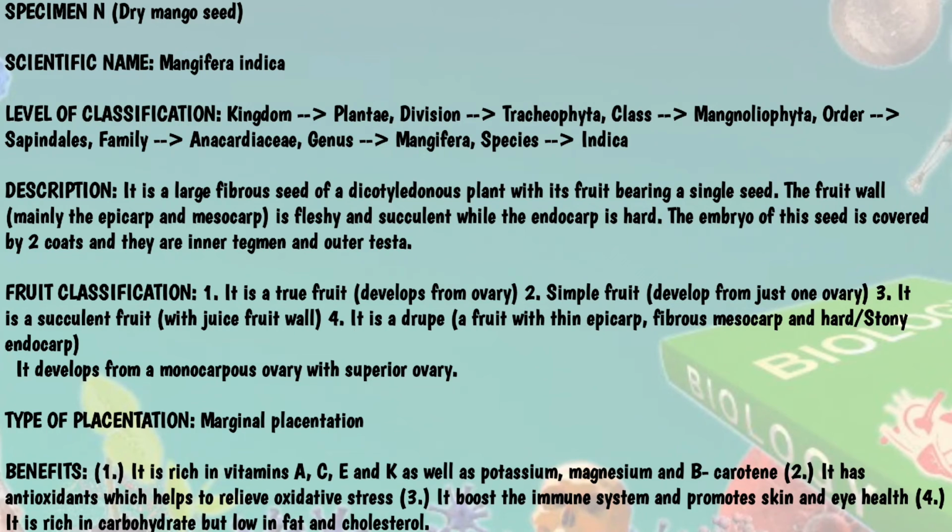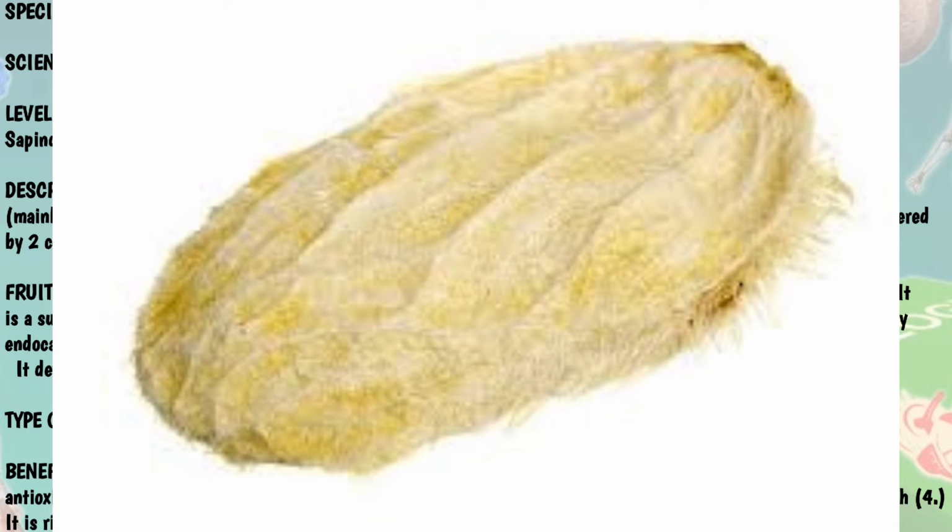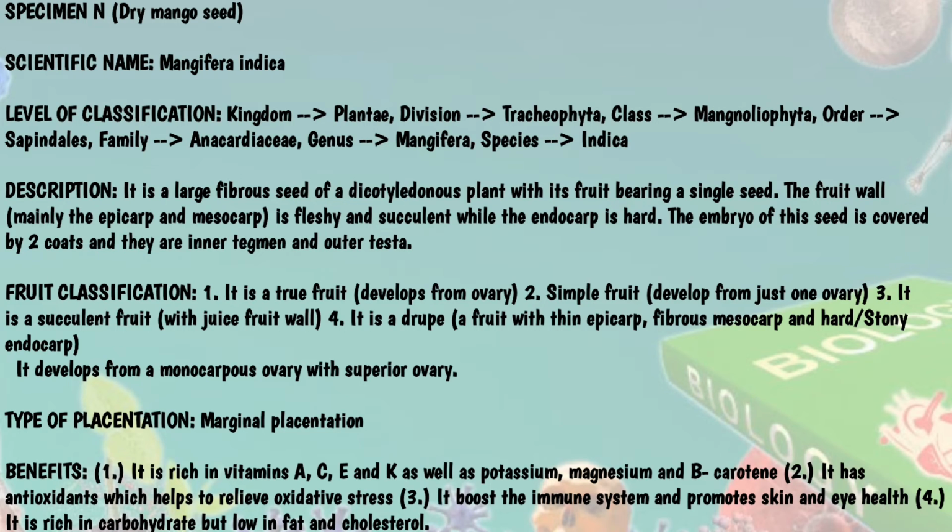So we move to the next specimen, which is specimen N, and specimen N happens to be a dry mango seed, and the scientific name for the plant is Mangifera indica, and it has several levels of classification, all the way from kingdom down to species. So by description, the dry mango seed is a large fibrous seed. Why is it fibrous? You see hair or strand-like particles on the seed, especially when dry, and it's a dicotyledonous plant, and the fruit bears a single seed.